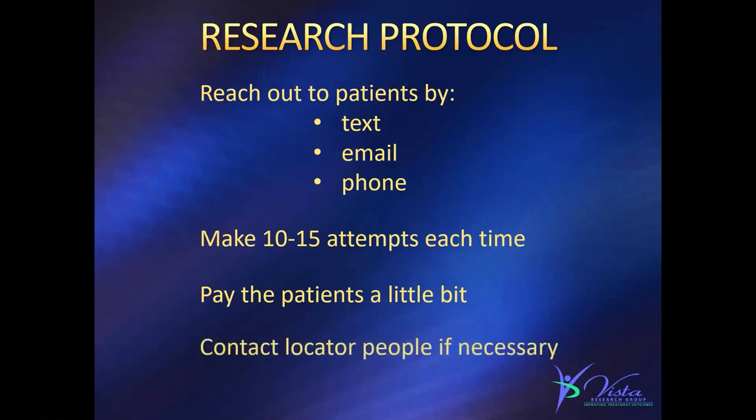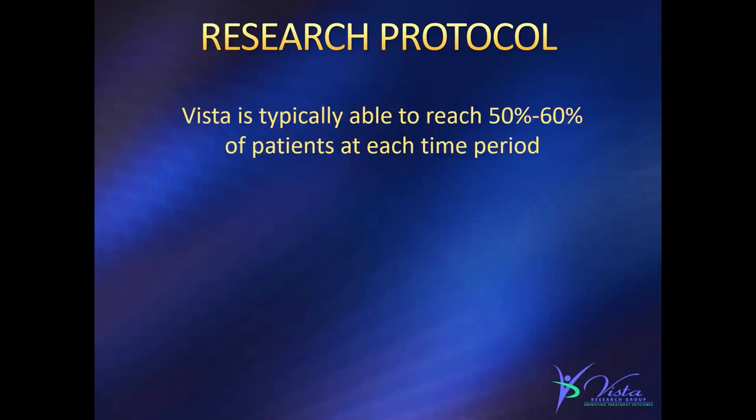And if we're unable to reach the patient at all, we will also reach out to locator people like a mom or a spouse that the patient has given us permission to contact in case we are unable to reach them. As a result, our researchers are typically able to reach 50 to 60% of your patients at each of these different time periods.